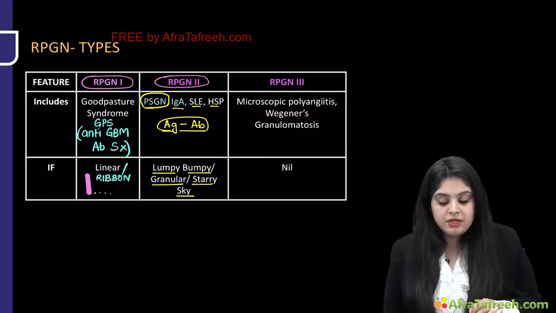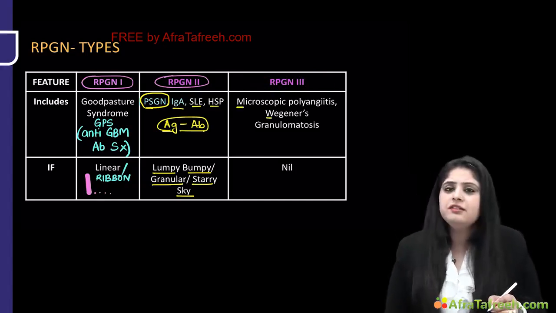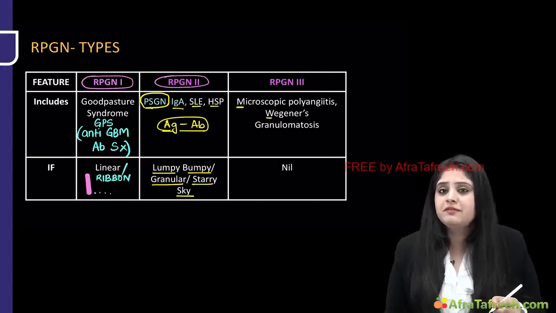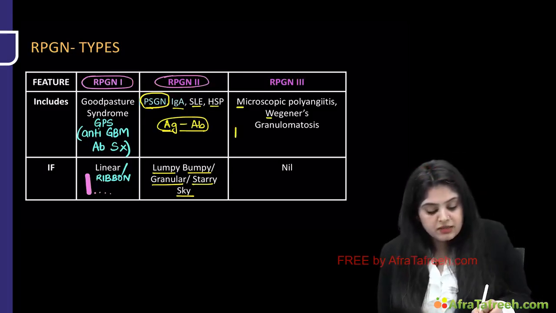Having said that, coming to the last one, that is type 3 RPGN. This is also known as microscopic polyangiitis and Wegener's granulomatosis. I have studied these diseases earlier. These have been studied way back in your pauci-immune vasculitis. What did I say?